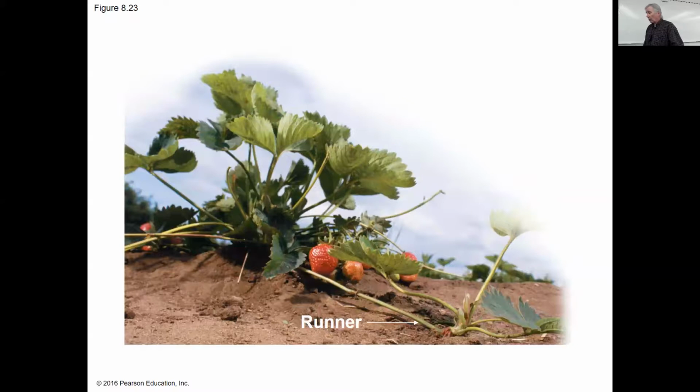So here's a strawberry plant, and there's a runner. And that runner will travel along and form a whole other plant someplace else, a clone of the plant producing the runner. So this is vegetative propagation and asexual reproduction.